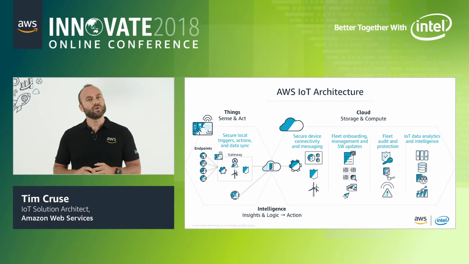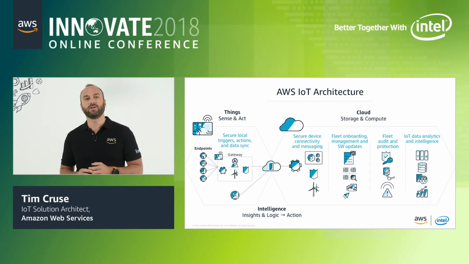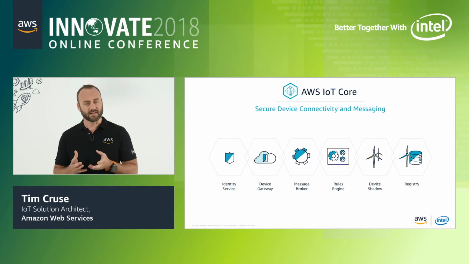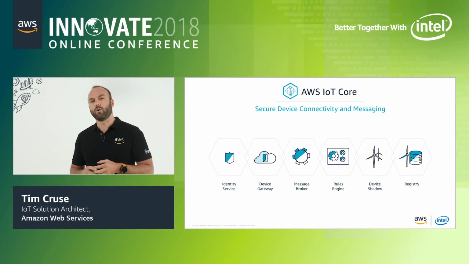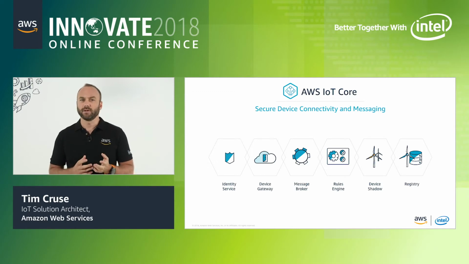Since we introduced AWS IoT Core in 2015, we have been listening to our customers, and we have introduced numerous other services to complement our IoT Core functionality. We've added more device capabilities, as well as better management at the cloud level. At the center is the AWS IoT Core. It's the central communication service for IoT. There are 6 core functionalities.